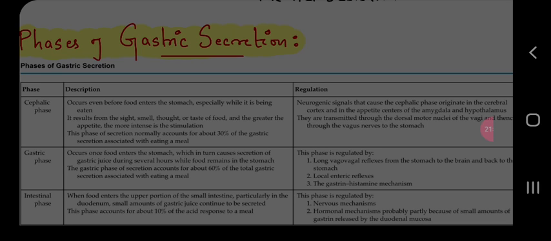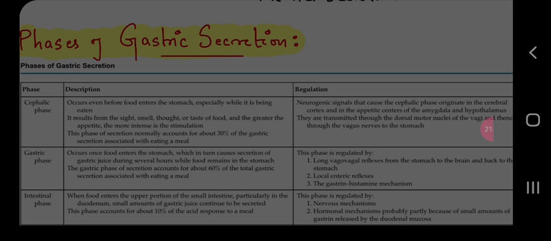Regulation: neurogenic signals that cause the cephalic phase originate in the cerebral cortex and in the appetite centers of the amygdala and hypothalamus. They are transmitted through the dorsal motor nuclei of the vagus and through the vagus nerve to the stomach. The gastric phase occurs once food enters the stomach.